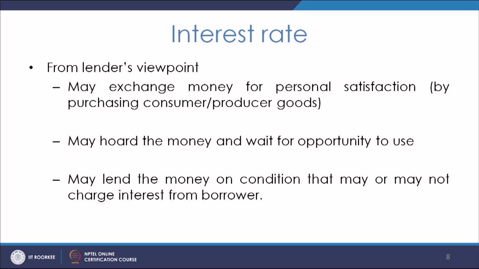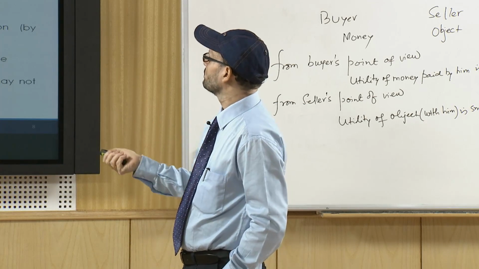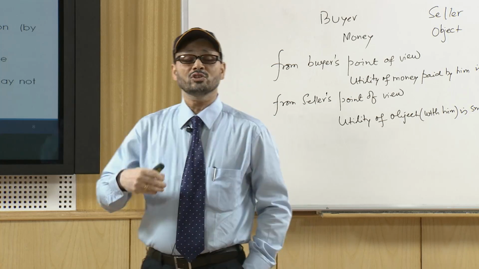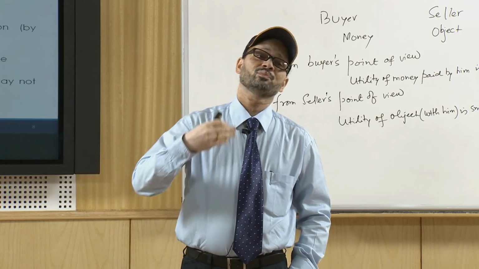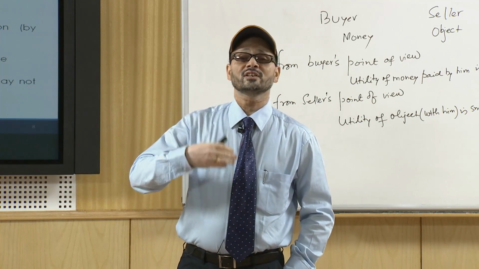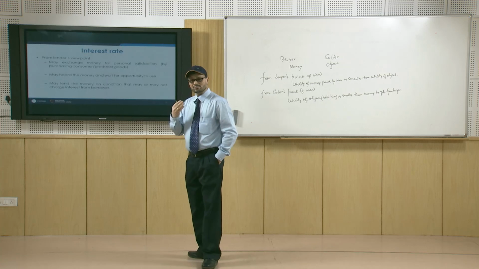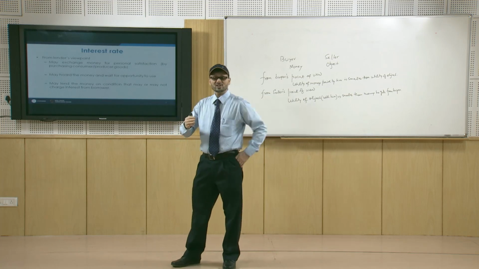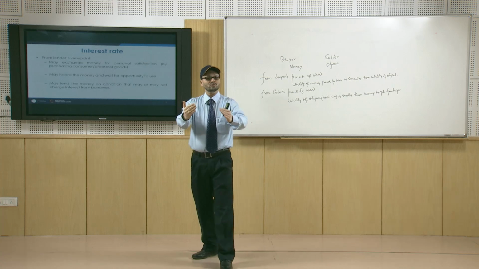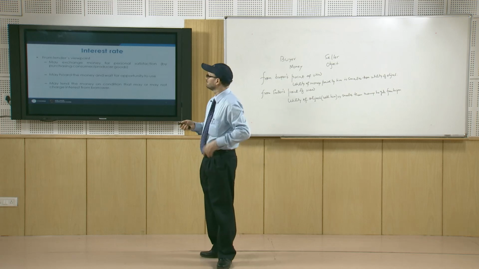So, what may be the reason? The first is he may exchange money for personal satisfaction. If the money he has is not lent for some purpose, he can use it for purchasing some consumer goods or producer goods for his own satisfaction. He can go for purchasing a car, a house, certain theatre components, all that will give him a lot of satisfaction, a lot of pleasure. So, basically if he is not going to take that pleasure and is lending instead, he must get some return from that.